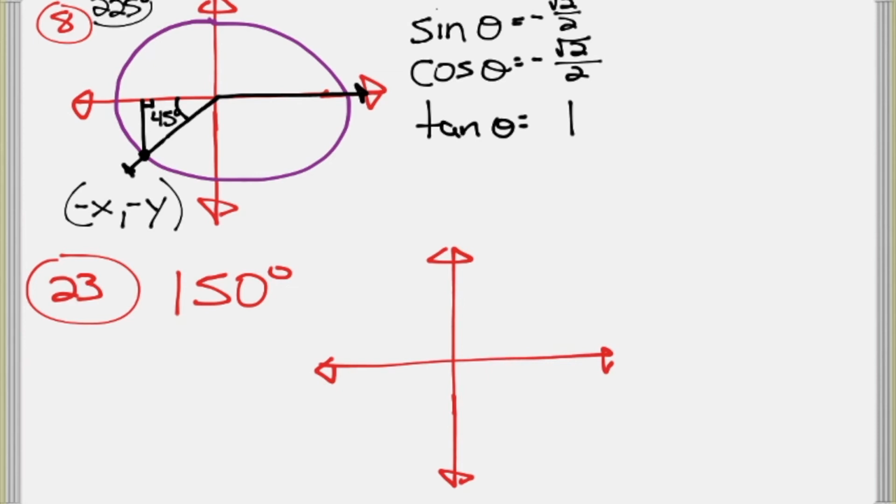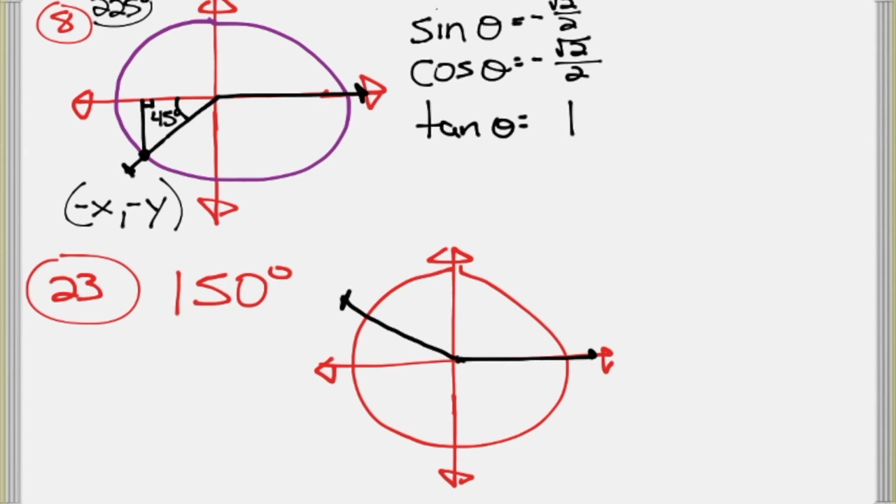If I'm doing a 150 degree angle and I think about my unit circle, I start my initial side over here where we always do, and then I go 150 degrees around. I know it's going to hit 90 at the positive y, and then it's going to need some more to get over here.